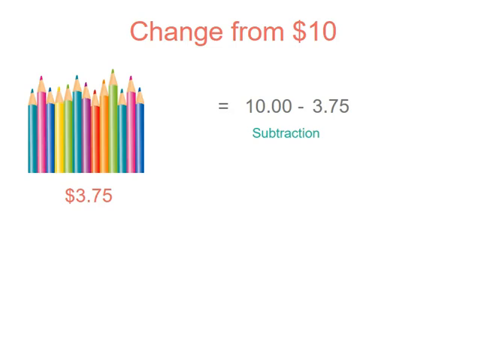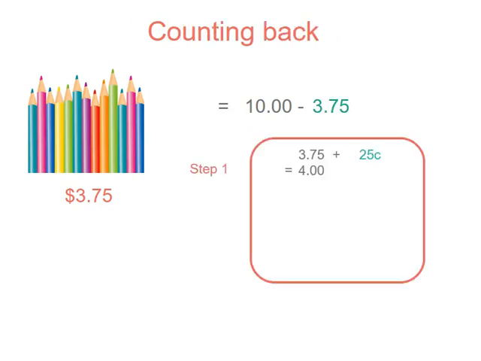So let's use the same counting back approach. First, $3.75 plus 25 cents means that it takes me to the next dollar, which is $4. You might do that in 2 steps. You might count back to $3.80 and then to $4. That's okay, but I've just jumped from $3.75 to $4 here. Then I'm going to go to $5 by adding on $1.